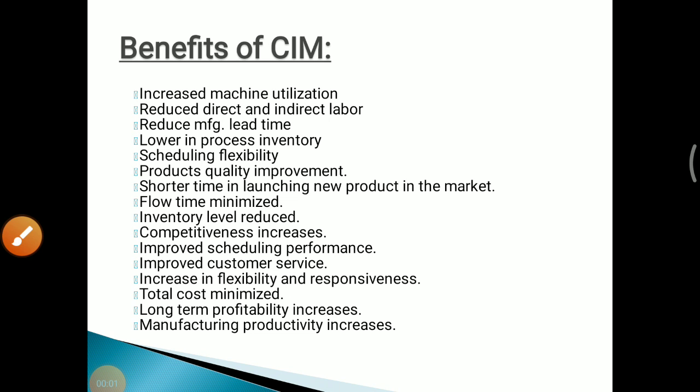Dear students, in this video we are going to discuss the benefits of computer integrated manufacturing. The first benefit is increased machine utilization. As we make use of computer integrated manufacturing, the machine utilization increases. When the machine utilization increases, the productivity will increase. How does the machine utilization increase?